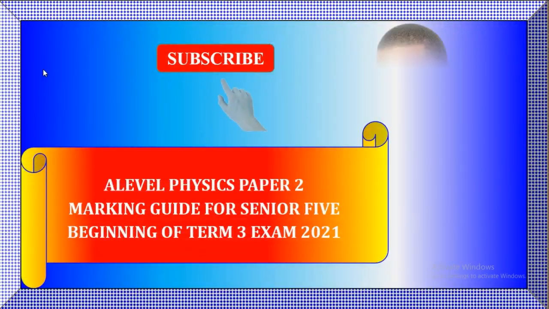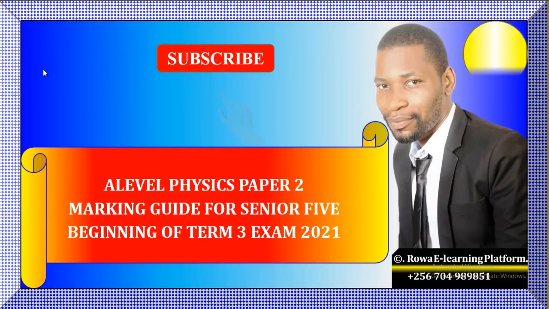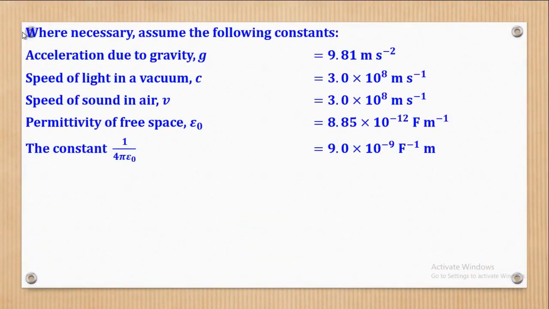So in this video, I'm going to go through the marking guide of the Senior 5 beginning of Term 3 exam of Physics Paper 2. The question paper was already sent a few days before. So I believe by now you have already tried out the questions and you are ready to mark yourself, make corrections, and also check your progress. Where necessary, those constants would be used.